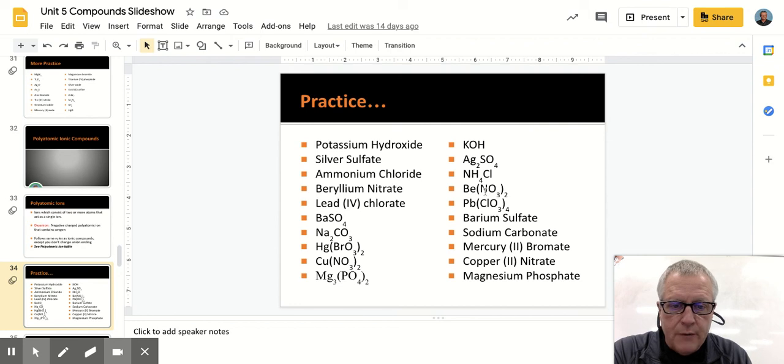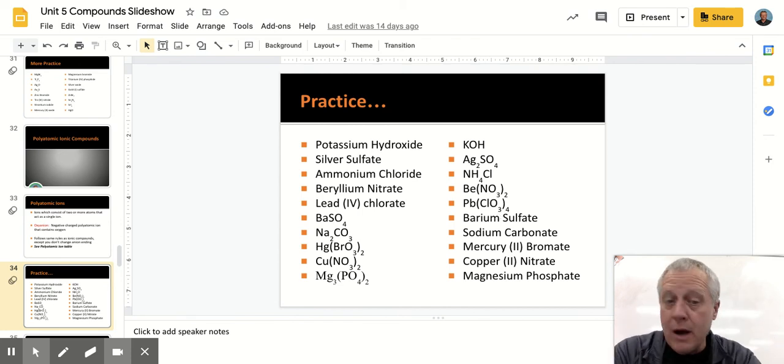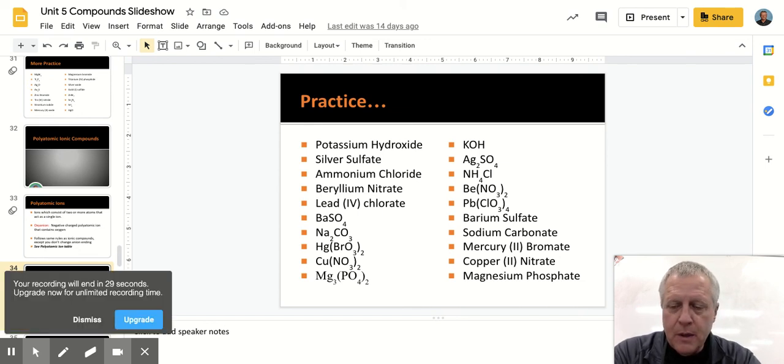So there are more examples here. Beryllium nitrate, for example, NO3 is the polyatomic anion. Here's lead-4 chlorate, ClO3. Again, another example of a polyatomic anion with a charge. Okay, so as we get some practice this next week, you'll see how all that comes together.